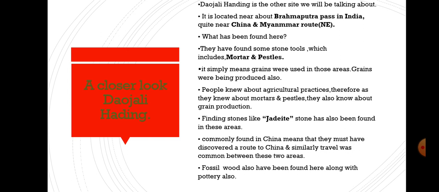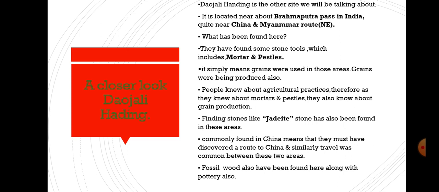Closer view. Now the second site that we will take up is Daojali Hading. Daojali Hading is the other site we will be talking about now. Where is it located? It is located near about Brahmaputra Pass in India. When we see the map, in the northeastern part of India, near about Assam, there is a Brahmaputra Pass, and Daojali Hading is the site located there only, quite near to the China and Myanmar route, that is in the northeast.